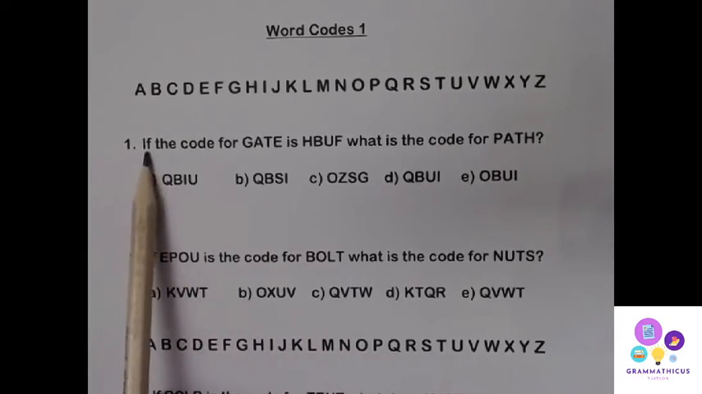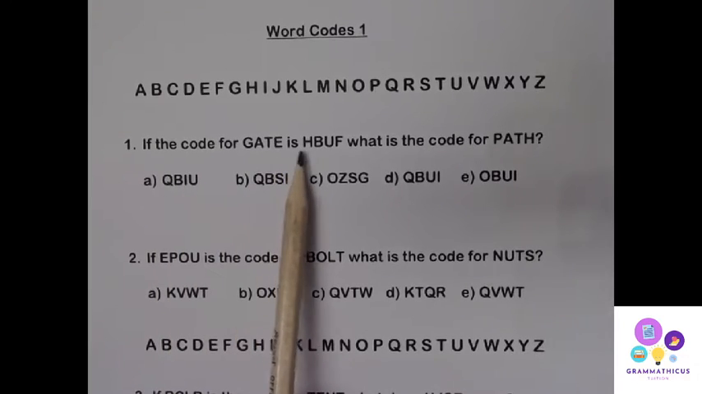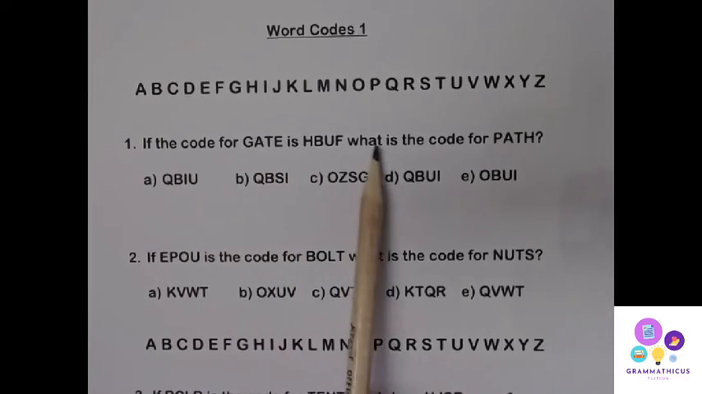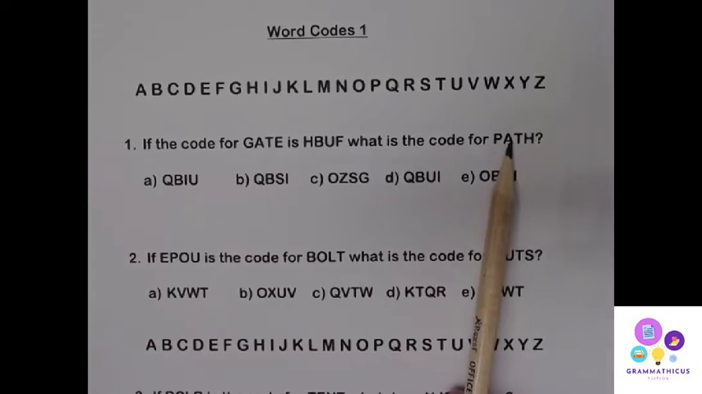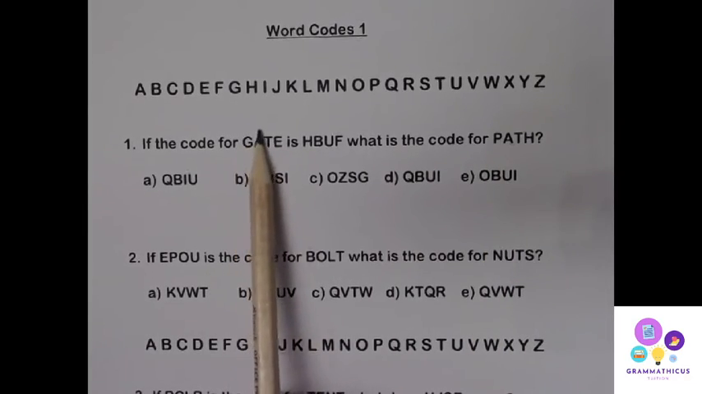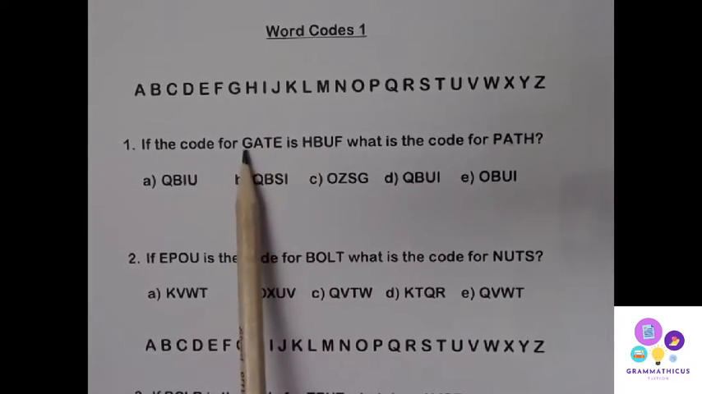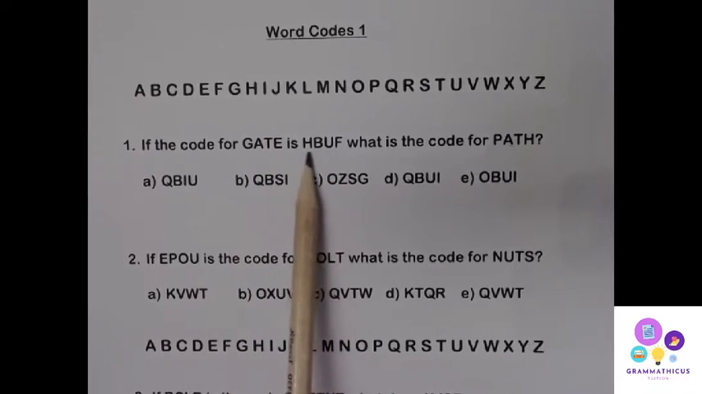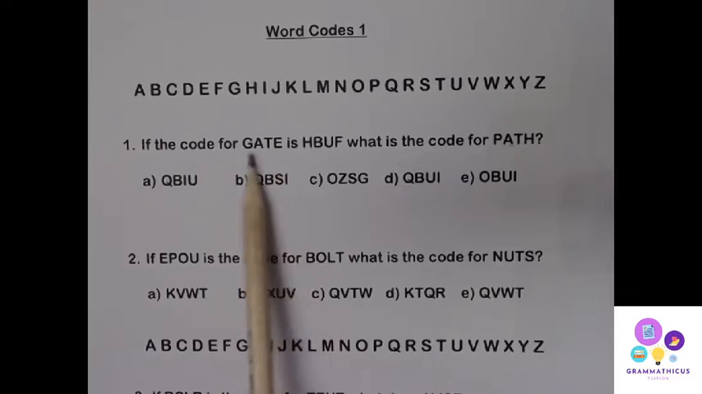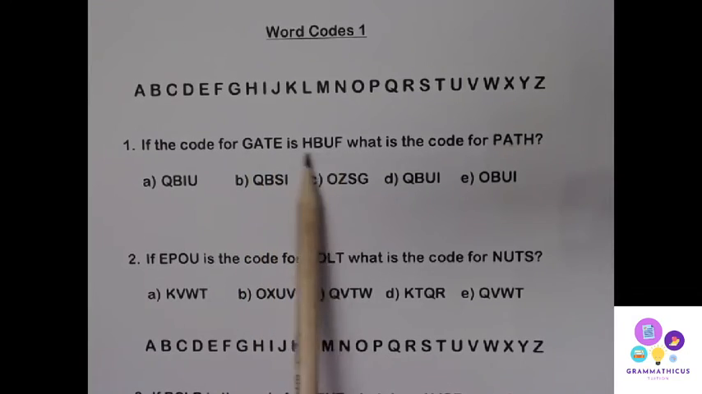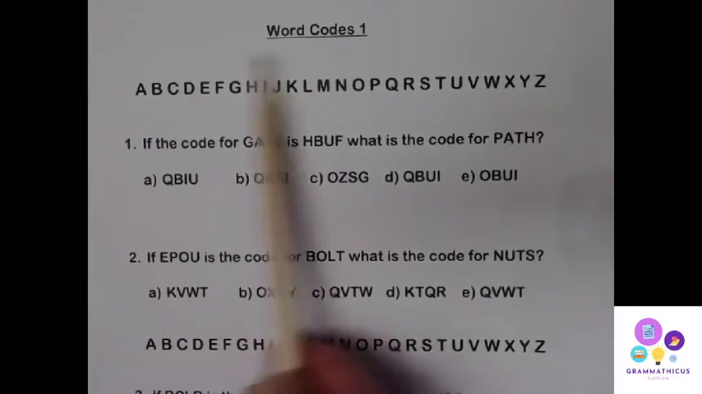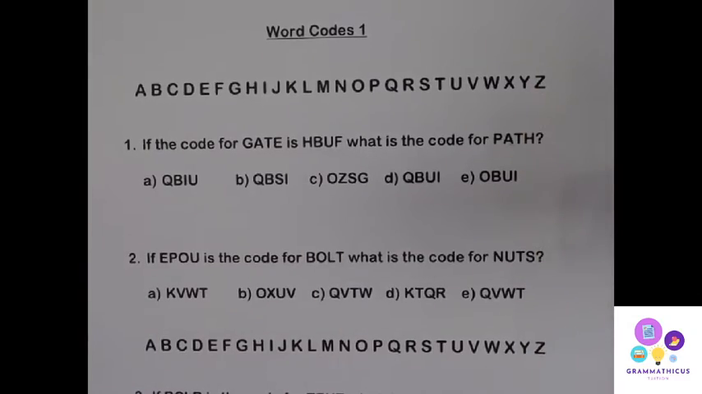It says, if the code for gate is HBUF, what is the code for path? So it's a little bit like we're almost a secret agent and we've got the word gate and we've made a secret code out of the letters we've got here to make the code that we've got here. And we've used the alphabet to produce that.